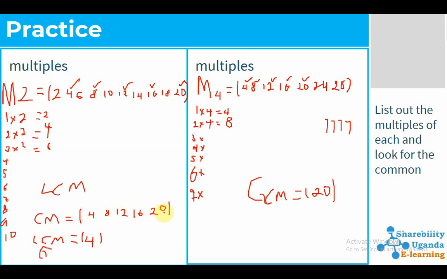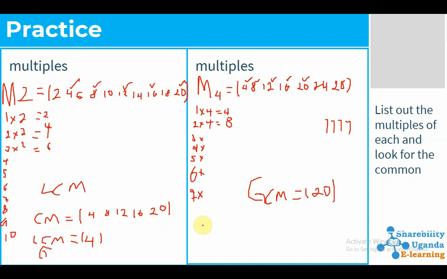Then we said we can look out for the LCM, the lowest common multiple. Among these multiples of ours, we're having our 4 as our lowest common multiple because it is the smallest, from that word lowest. Then we went ahead and said to get the greatest common multiple, that is GCM, it is going to be our 20. A recap: so that is how we get our common multiples.